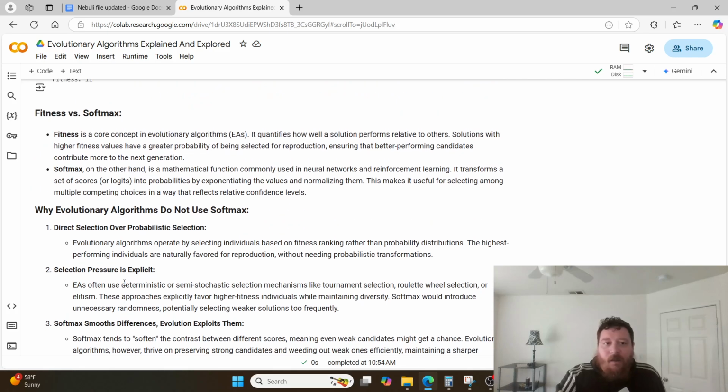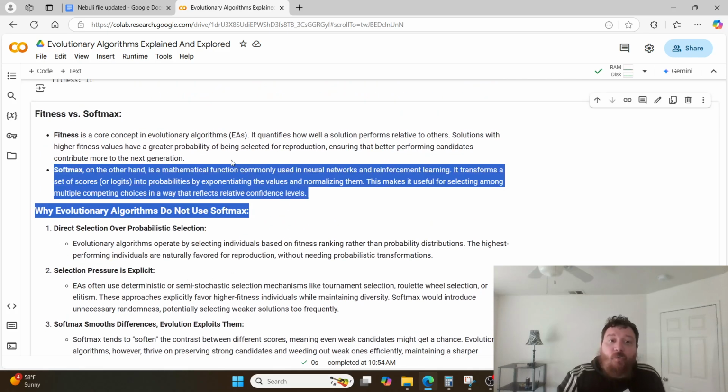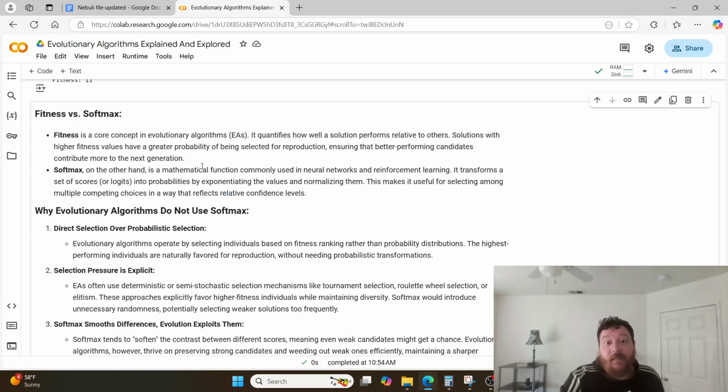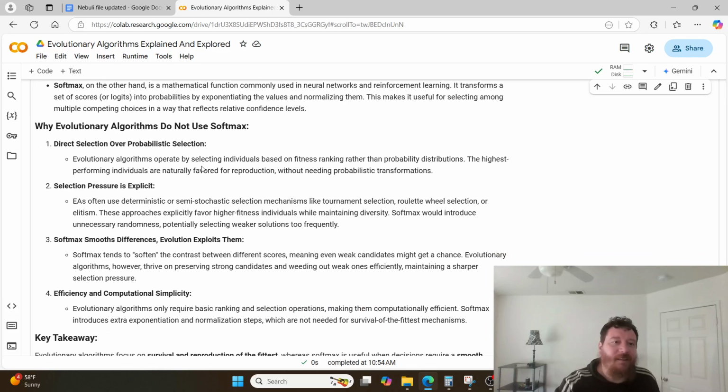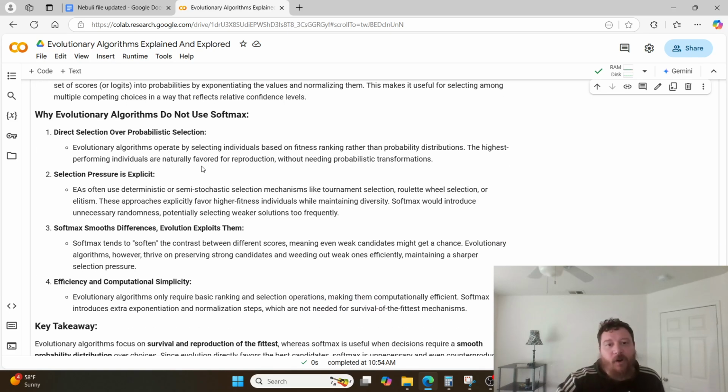So breaking it down, they're two very different functions, right? That's what I want to highlight up front here. They do two very different things with regards to how they work. Their end function is very similar, but they're doing two very different things on the back end, right? Extremely different things. So why don't evolutionary algorithms use softmax?